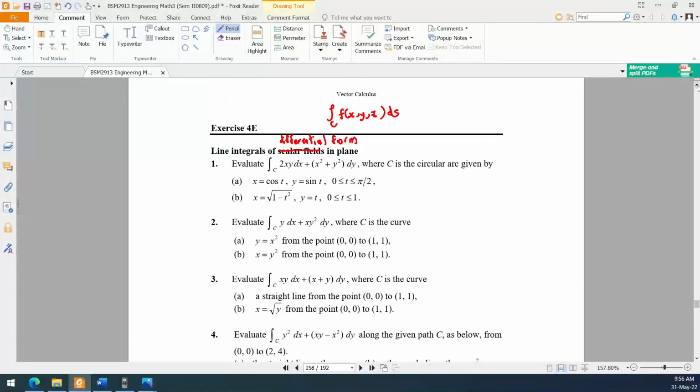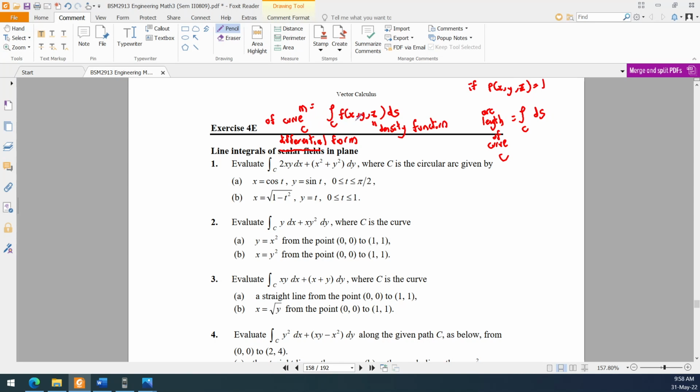If the line integral of a scalar field is in this form, the integral of f(x,y,z) ds along curve C, and if f(x,y,z) represents the density function, this can represent the mass of curve C. If f(x,y,z) equals 1, this represents the arc length of curve C, meaning the integrand is 1, so 1 ds. So you have the length times the density, you get the mass of the curve C.